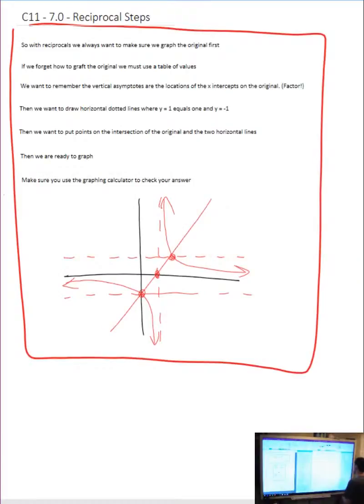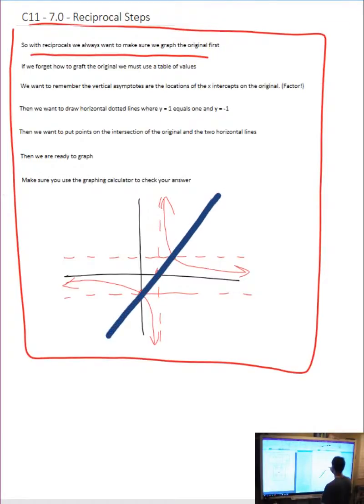So don't do that. Reciprocal steps, definitely. These steps were from last year, so if they ring a bell, it'll help you to graph rational functions. With reciprocals from grade 11, we'll usually graph the original first. So I'm down below in big blue, like x minus 1, y-intercept of negative 1, and an x-intercept of 1, therefore. And the location of the vertical asymptote is exactly at the x-intercept of the original.